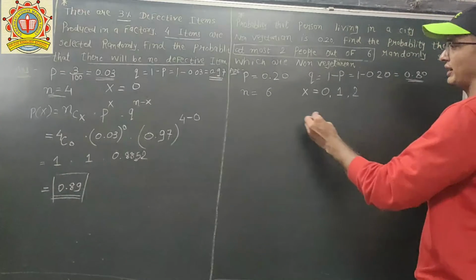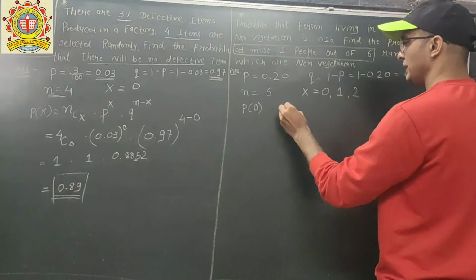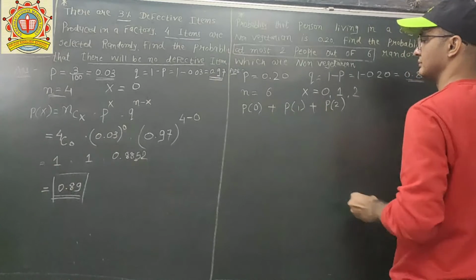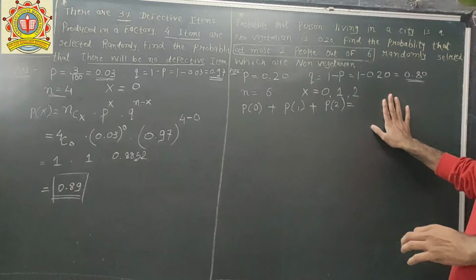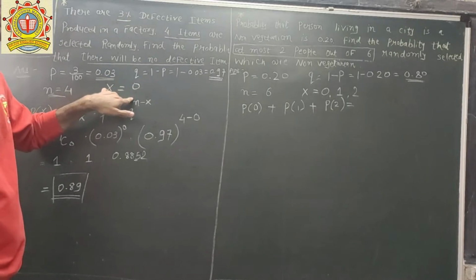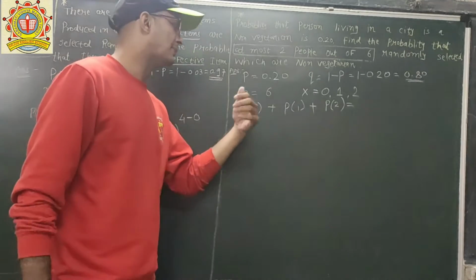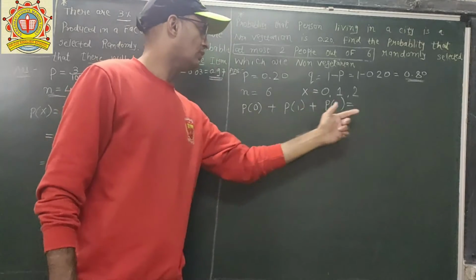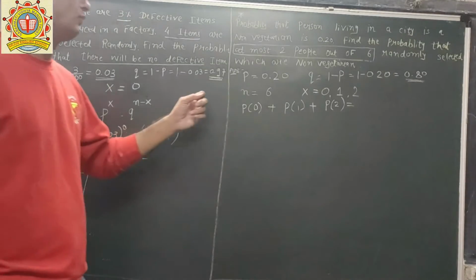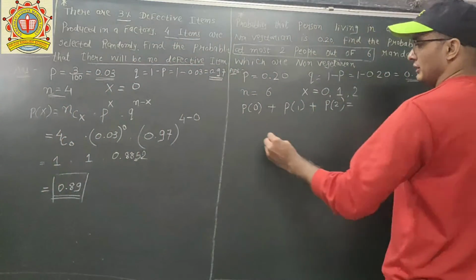So what we have to find out here is P0, where x is equal to 0, P1, P2, and the sum of these. Whatever you get is the final answer. Here they have not asked for a single probability, like 0 only. Since it is at most 2 people, we have to find the probability of 0, the probability of 1, the probability of 2, and sum them. It means this formula has to be solved 3 times: first P of 0, then P of 1, then P of 2.